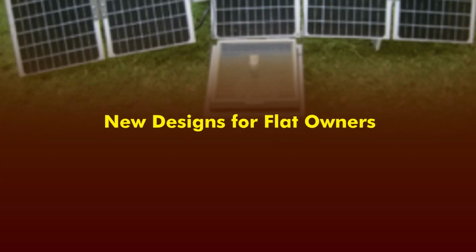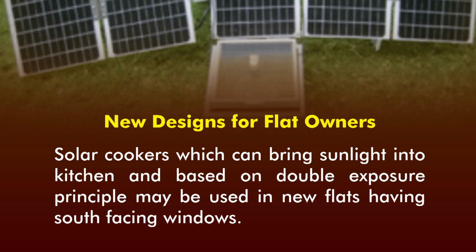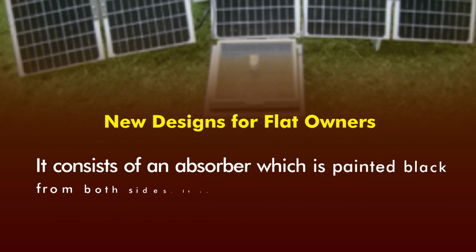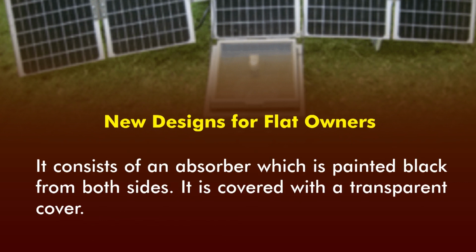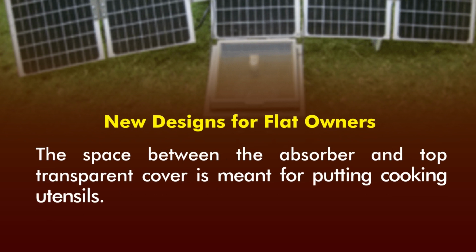Now we will discuss a new design for flat owners. A solar cooker which can bring sunlight into the kitchen, based on the double exposure principle, may be used in new flats having a south facing window. It consists of an absorber which is painted black on both sides. It is covered with a transparent cover. The space between the absorber and the top transparent cover is meant for putting cooking utensils.